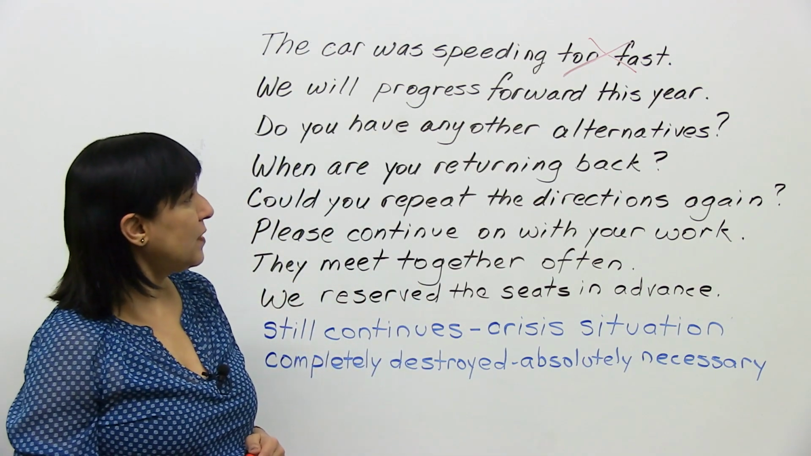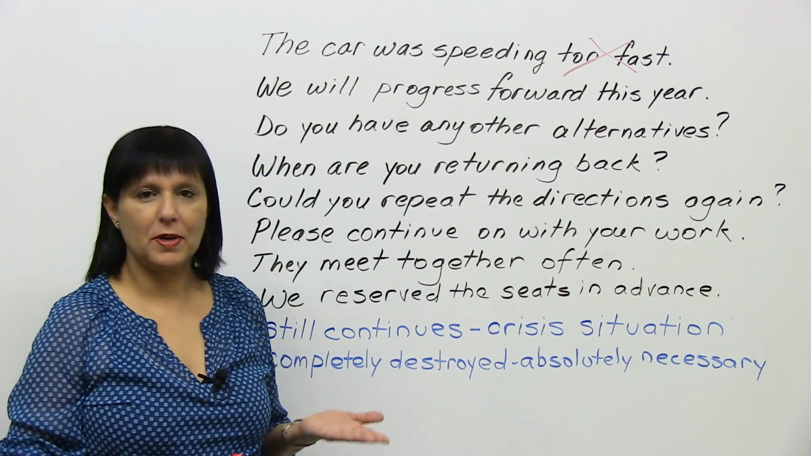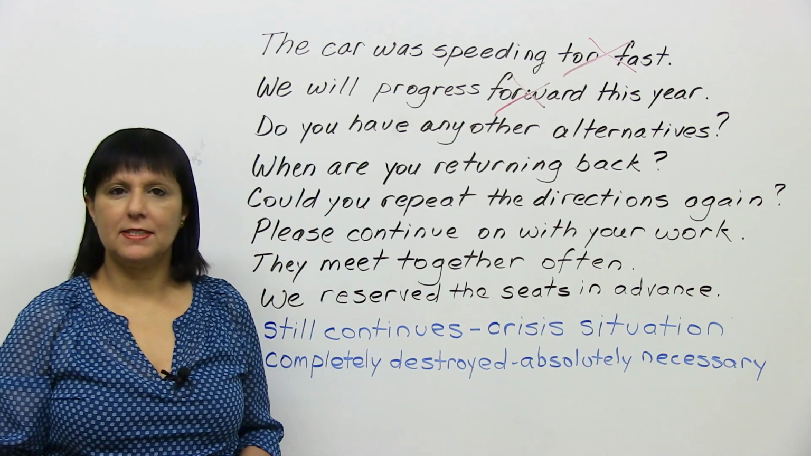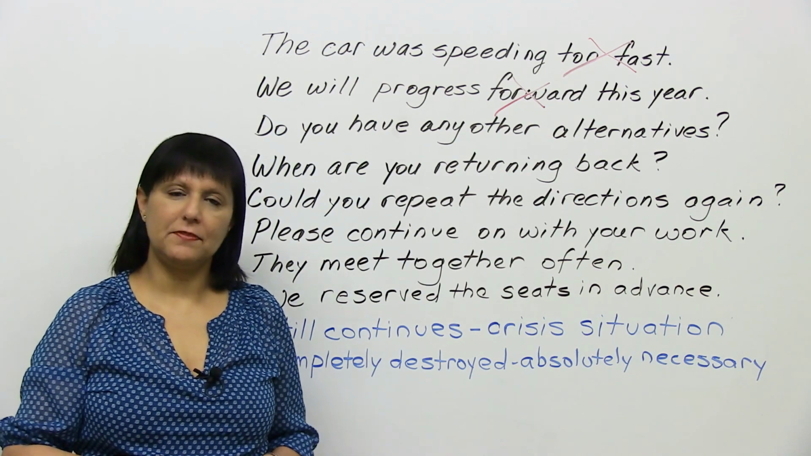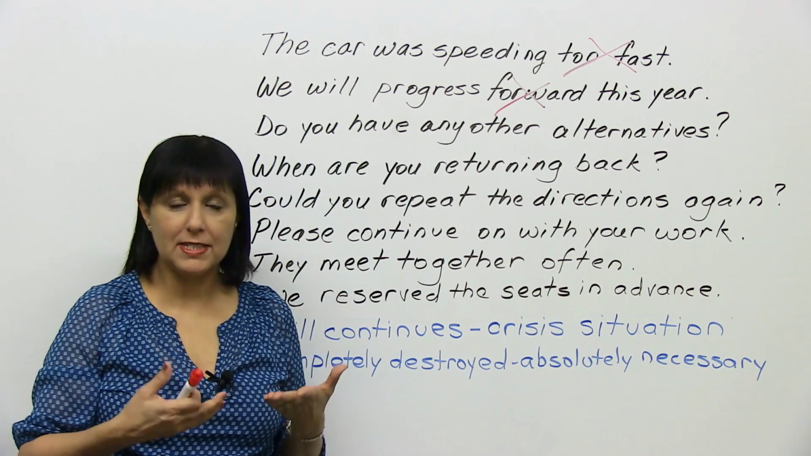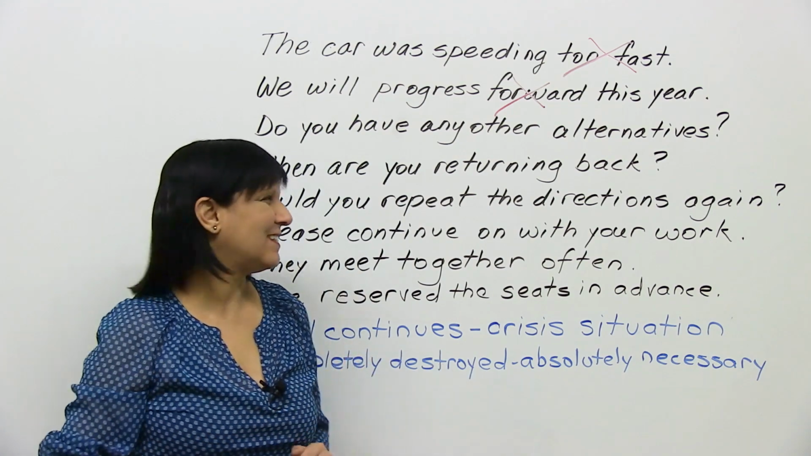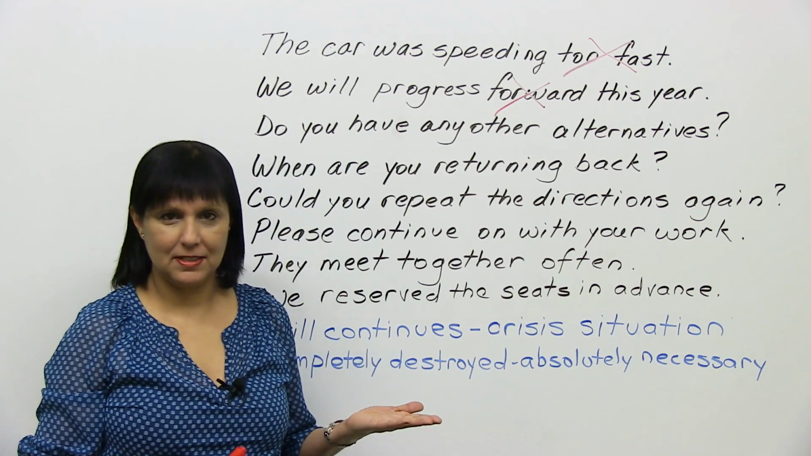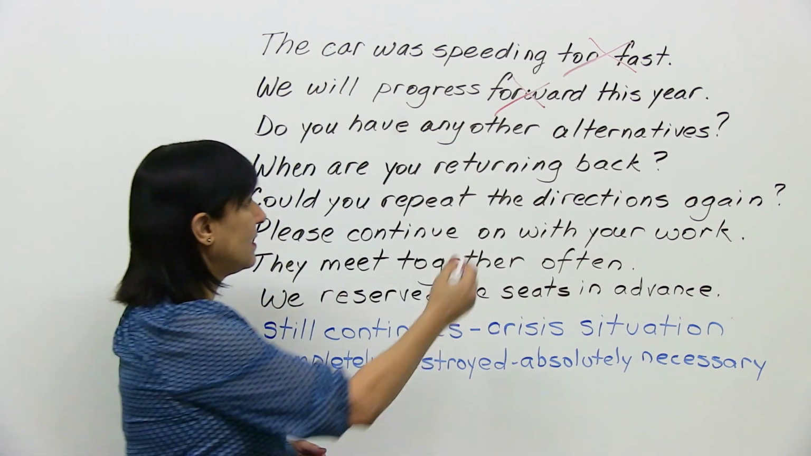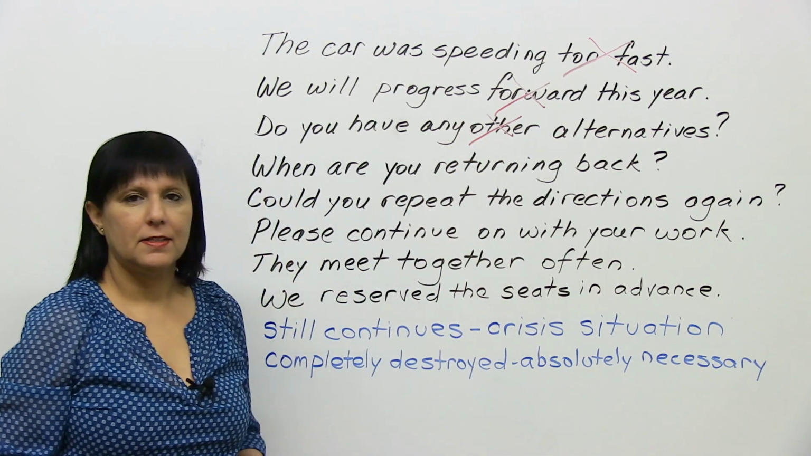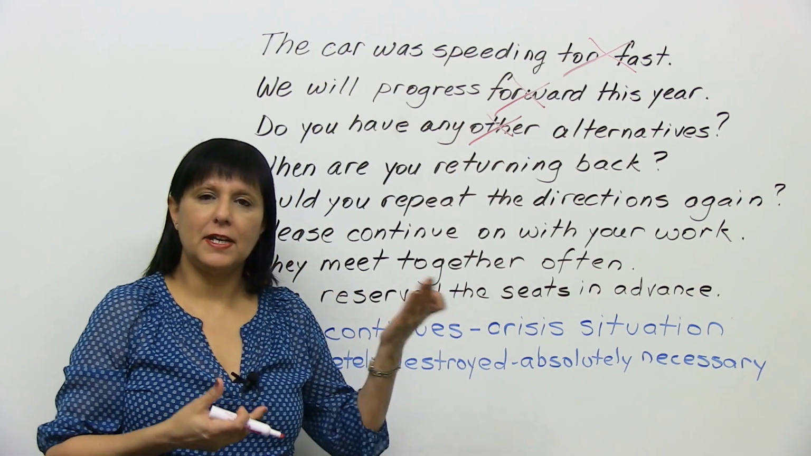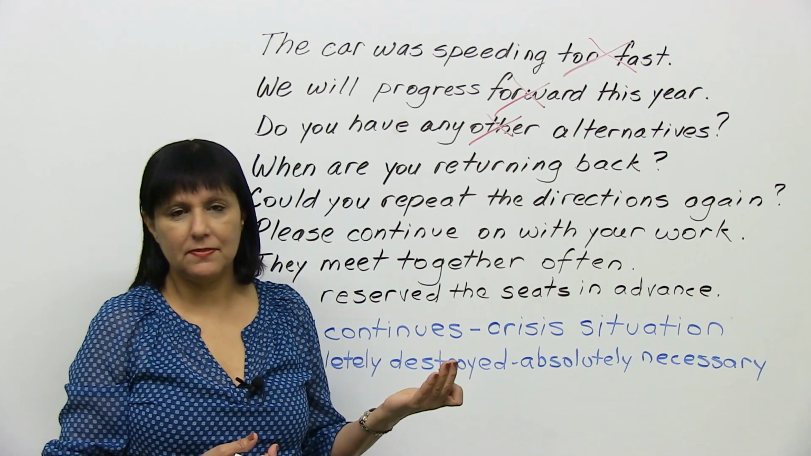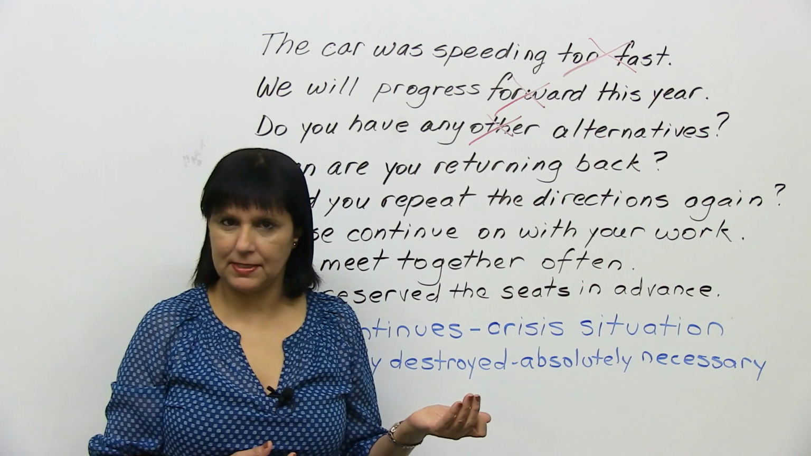Next, we will progress forward this year. Where's the problem? Here. You don't need to say progress forward. It's enough to say progress, because progress means to go forward. Okay? Next one. Do you have any other alternatives? Where's the problem? Here. Alternatives means other ideas, other options. So you don't need to say other alternatives, just do you have any alternatives?